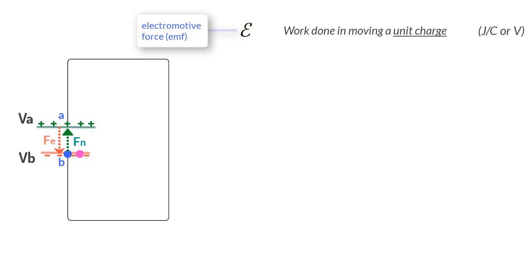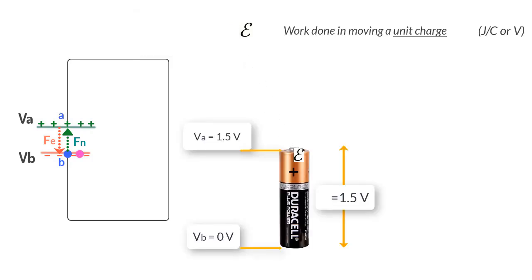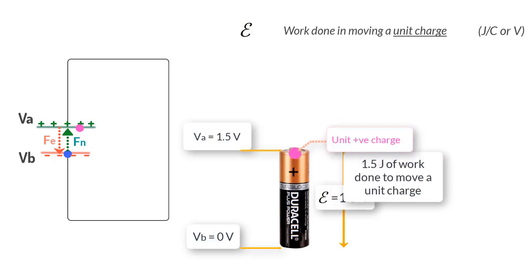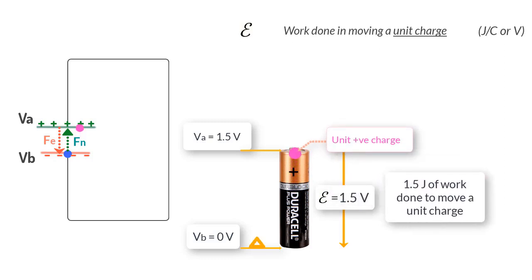So when we say that a battery has an EMF of 1.5 volts, what we mean is that the battery does 1.5 joules of work to move a unit charge inside the battery from one terminal to the other, or more accurately from a place of lower potential to higher potential. So if we moved a positive charge Q from terminal B to A, the work done by this chemical force would therefore be Wn is equal to Q times the electromotive force.